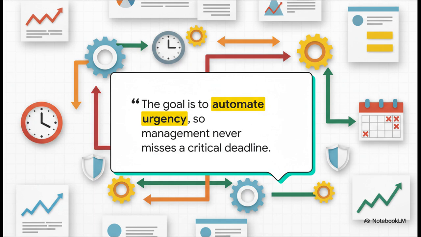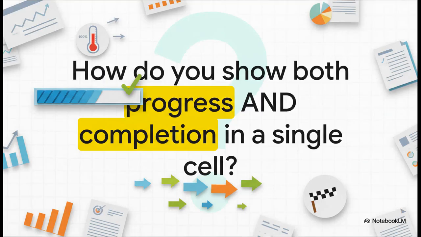This really gets to the heart of it. You are automating urgency. You're building a system that pretty much guarantees that critical deadlines don't get missed, and that's absolutely fundamental for managing risk and keeping things on track. Now, let's look at a more advanced version of this.